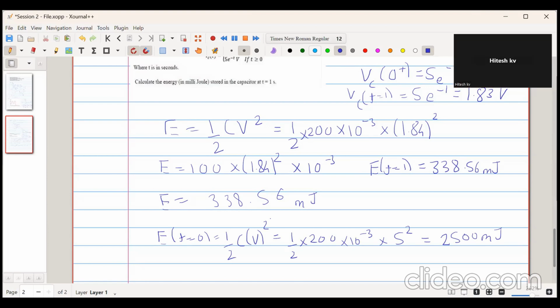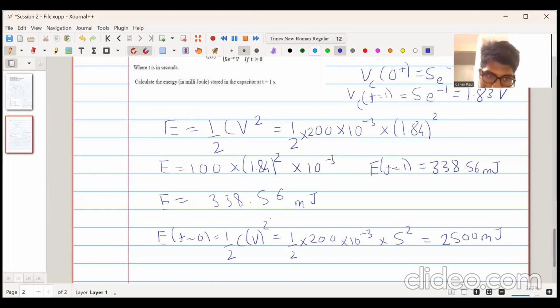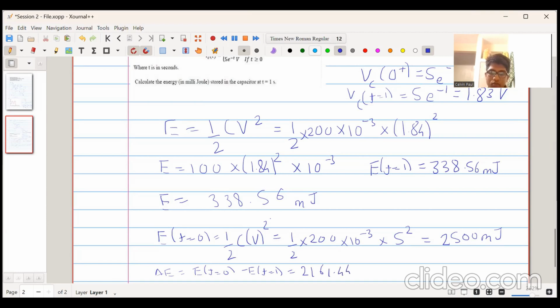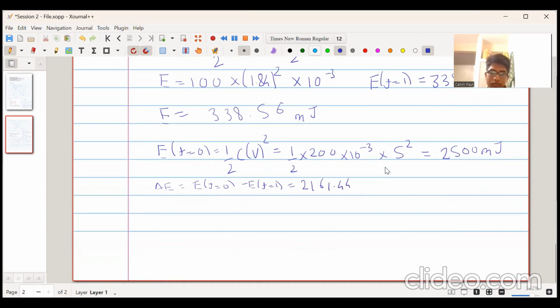So the energy lost. It has lost some energy because the voltage is discharging. So the energy lost will be equal to E at t equal to 0 minus E at t equal to 1. That is 2500 minus 338.56. So what is that? 2161.44 millijoules. Yes, correct. 2161.44 millijoule.